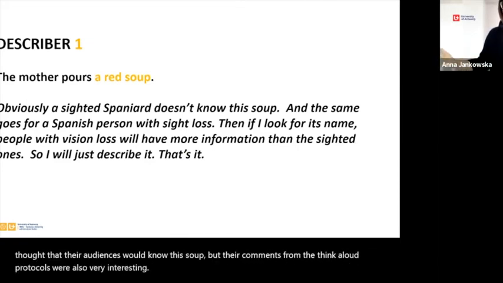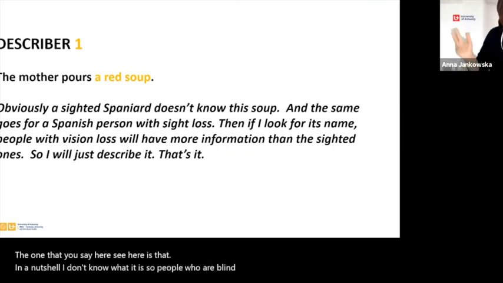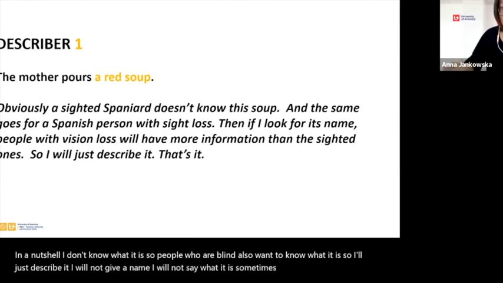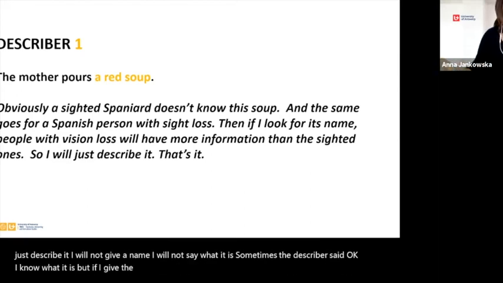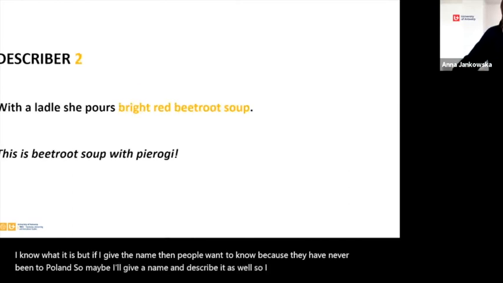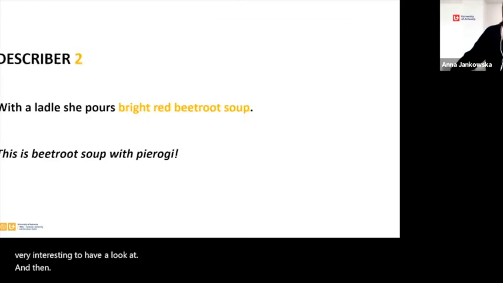The one that you see here is, in a nutshell: I don't know what it is, so people who are blind also won't know what it is. So I'll just describe it. I will not give a name. I will not say what it is. Sometimes the describer said, okay, I know what it is, but if I give the name, then people won't know because they have never been to Poland. So maybe I'll give a name and describe it as well. So that was also something very interesting to have a look at. And then for me, the most important thing in that study was that it combined different methods.